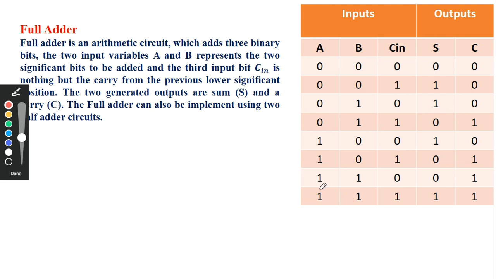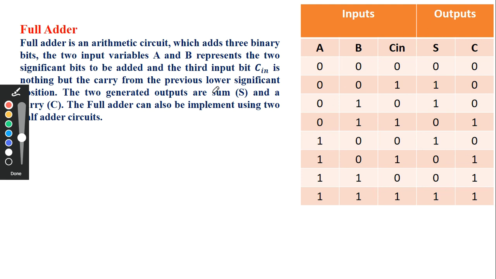Okay, next we'll come to when all three inputs are 1. Now 1 plus 1 is giving me 0, carry 1. This carry is going to here. So 1 plus 1 is sum 0, carry 1, and this 0 plus 1 is giving me sum 1.